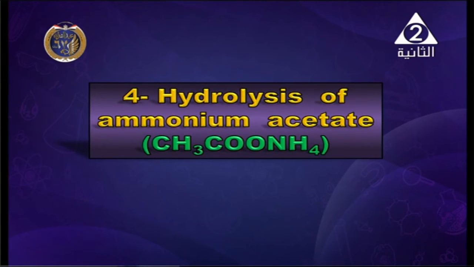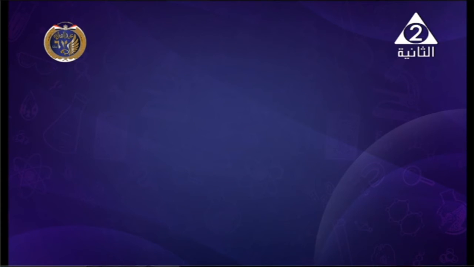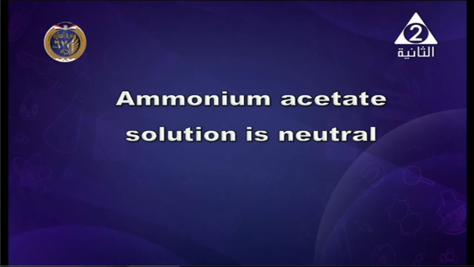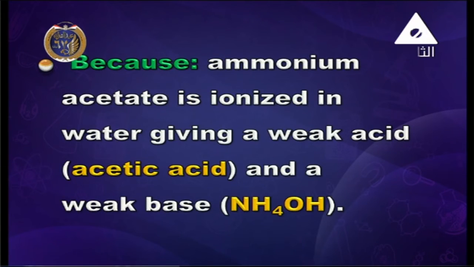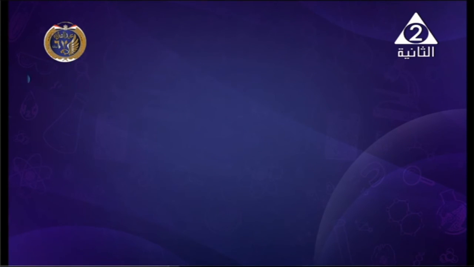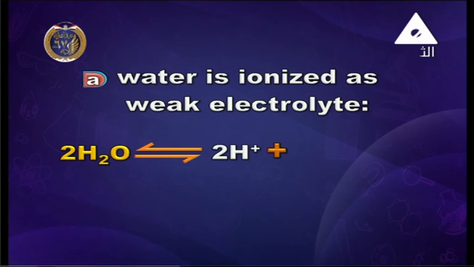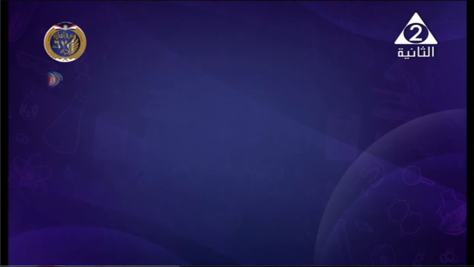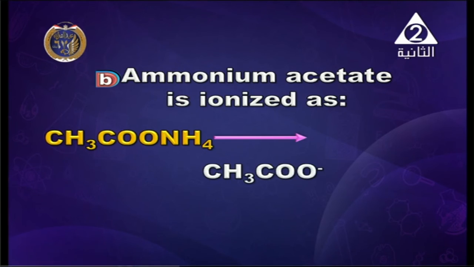Next example, hydrolysis of ammonium acetate, and we have to give the reason for this point. Ammonium acetate solution is neutral. The reason for that is that ammonium acetate is ionized in water, giving weak acid, acetic acid, and ammonium hydroxide. Water is ionized as a weak electrolyte into hydrogen ion and hydroxide ion. So, my dear student, ammonium acetate is ionized into acetate ion and ammonium ion.